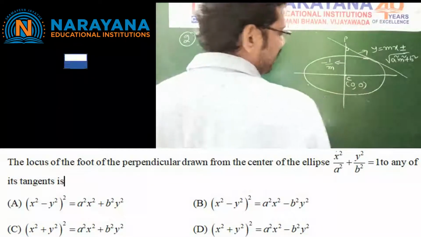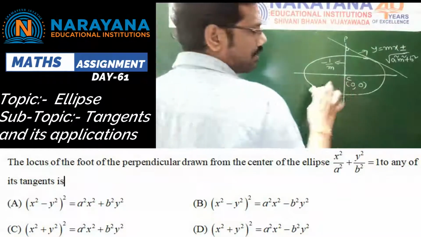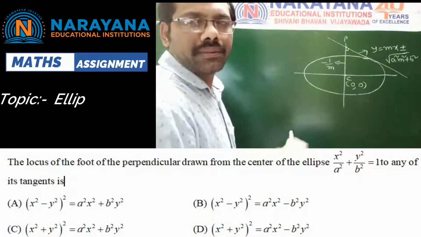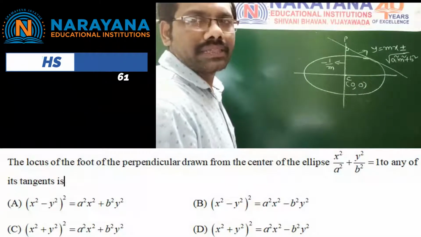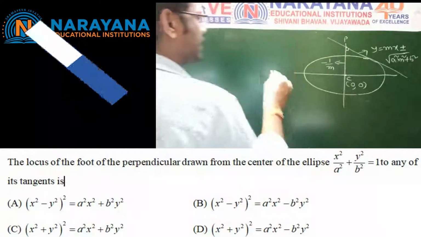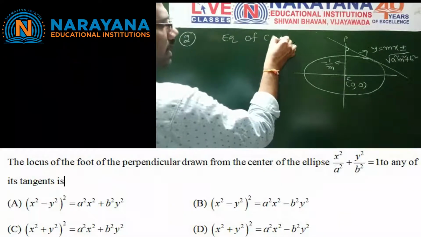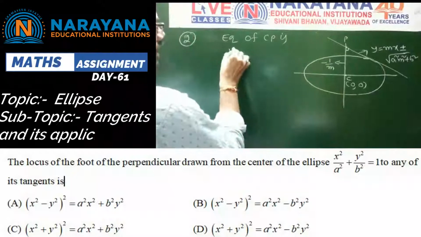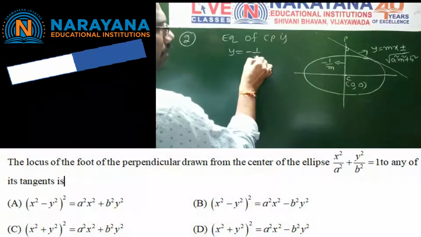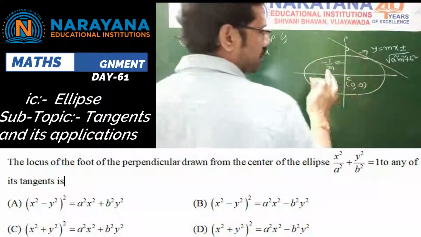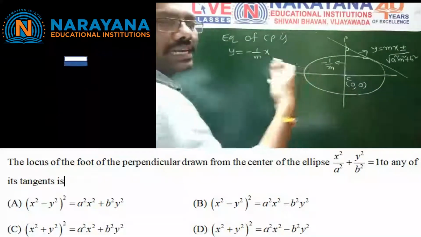First write the equation of CP. The point is 0, 0 and the slope is minus 1 by m. Write the equation of the line using the formula y minus y1 is equal to m into x minus x1. The equation of CP, the line passing through the origin, is y is equal to minus 1 by m into x. This is equation 1 and this is equation 2. Eliminating m, we get the locus.